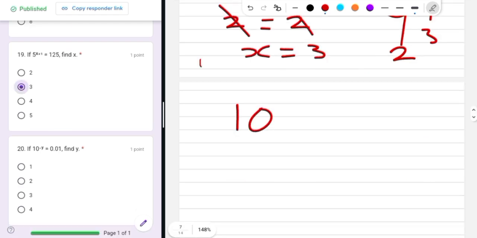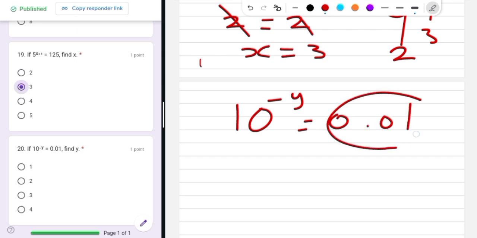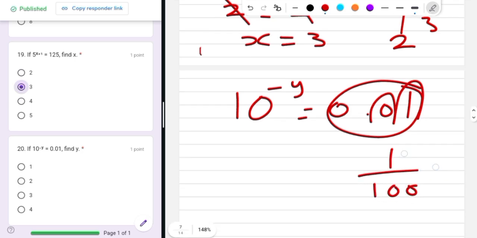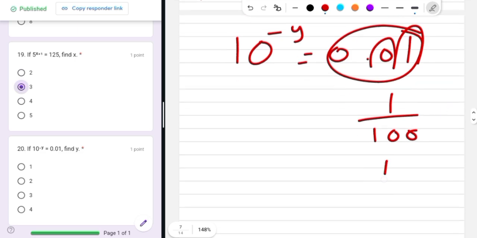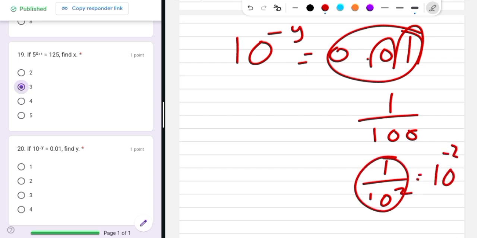10 raised to the power minus y is equal to 0.001. To solve this, we will transform this 0.001 to a fraction or to standard form, any one that suits us. Transforming it to a fraction, we have 1, 2, 3. That means we will move the decimal point three times. So we have 1 all over 1000. 1 all over 1000 is equal to 1 all over 10 cubed. We can then transform this to 10 raised to the power minus 3.